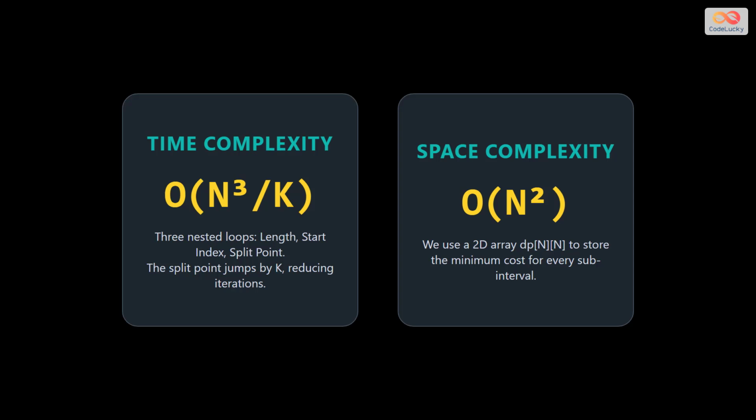The time complexity is O(n^3 / k). We have 3 loops, for the length, the start index, and the split point. The split point jumps by k minus 1 steps, which optimizes the runtime. The space complexity is O(n^2) for the dp table.